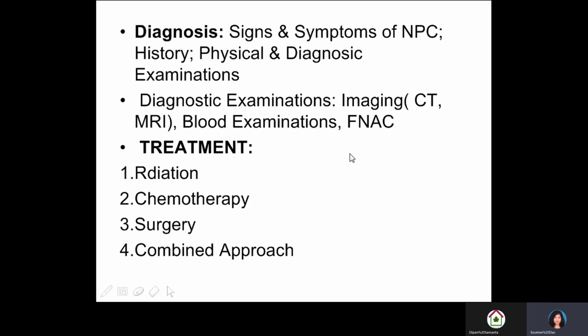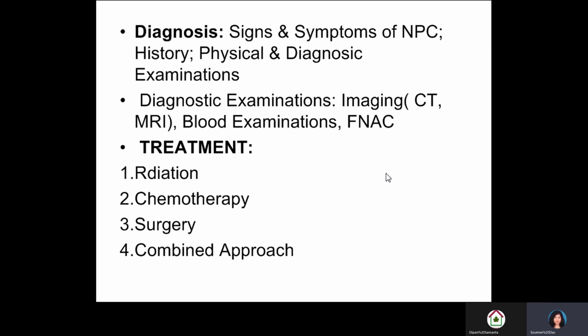Next is diagnosis. How to diagnose a nasopharyngeal carcinoma? See, the presenting features or the actual pathology, like the cancerous mass in the nose or in the throat area, can be an isolated carcinoma as well. That means it can be carcinoma pharynx or carcinoma nose or any nasal malignant mass. So how would we know that this is a case of nasopharyngeal carcinoma and not a case of pharyngeal carcinoma or carcinoma nose?